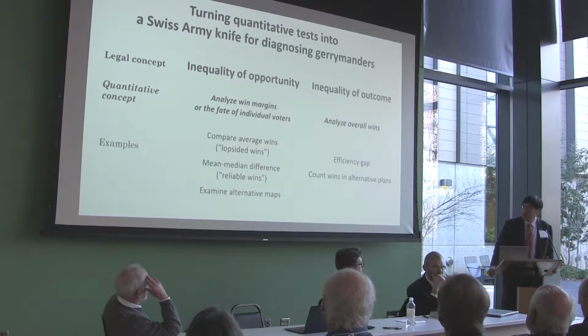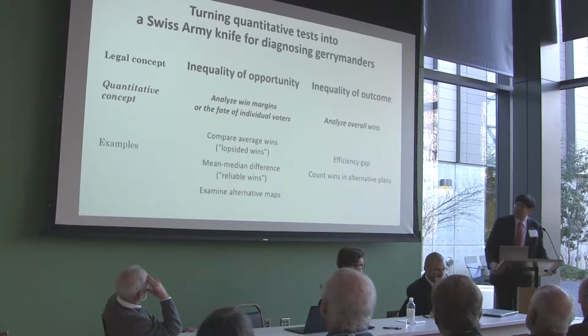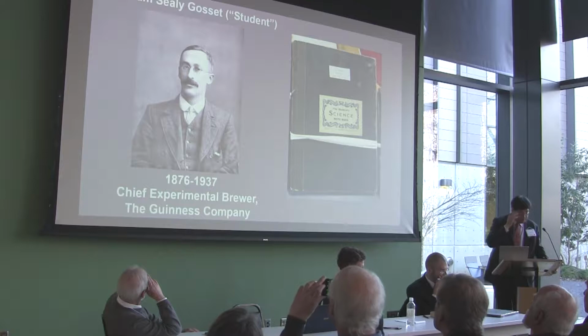And likewise, one can again look at alternative maps to analyze the number of overall wins. There are other measures, and I wanted to keep this slide simple, so I didn't really want to get into it too much. And I also hope that we would get into more of a discussion later on with the whole panel. But these are just a sampling of some of the tests that one can apply to look for inequality of opportunity and inequality of outcomes. Now, some of these, to take the math, some of these tests actually go quite a long ways.